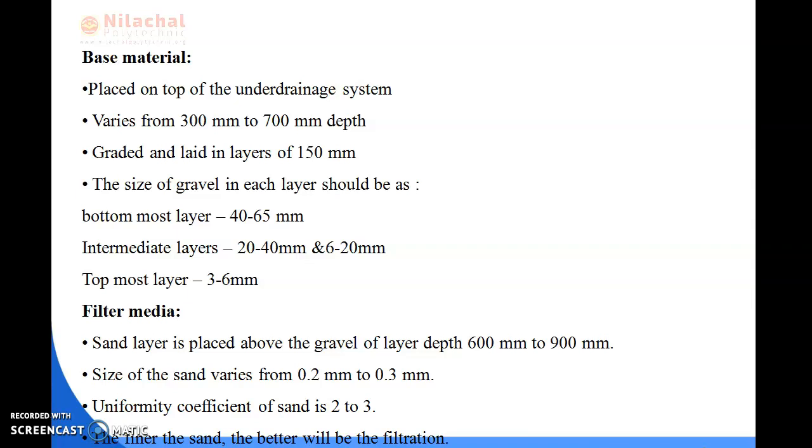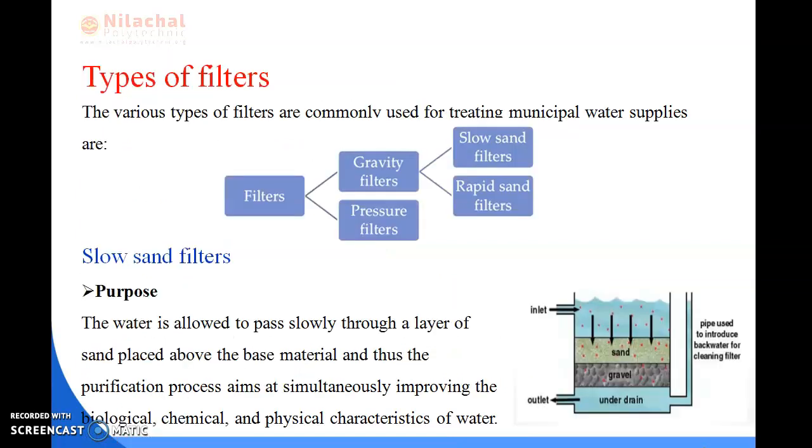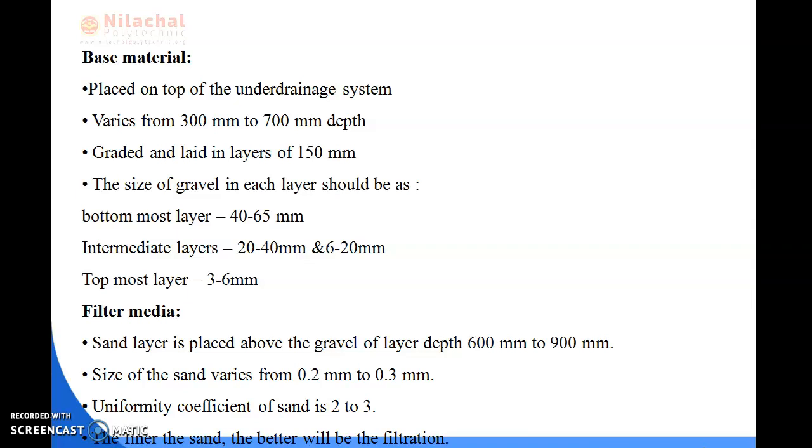Next we will be reading about filter media. Filter media means sand, the sand layer which is placed above the gravel, you can see here. The sand layer is placed up to a depth of 600 mm to 900 mm, and the size of the sand should vary from 0.2 to 0.3 mm, and the uniformity coefficient of the sand is between 2 to 3. The finer the sand, the better will be the filtration.